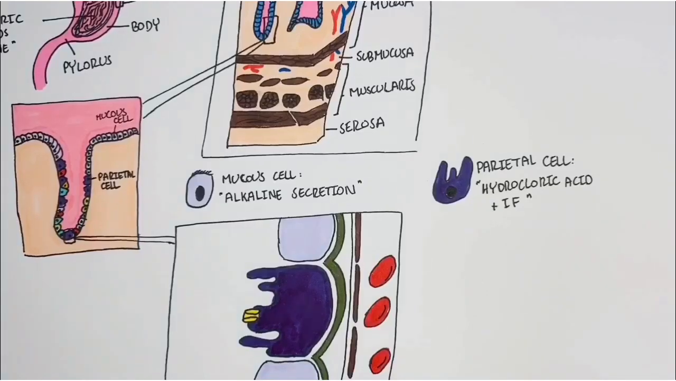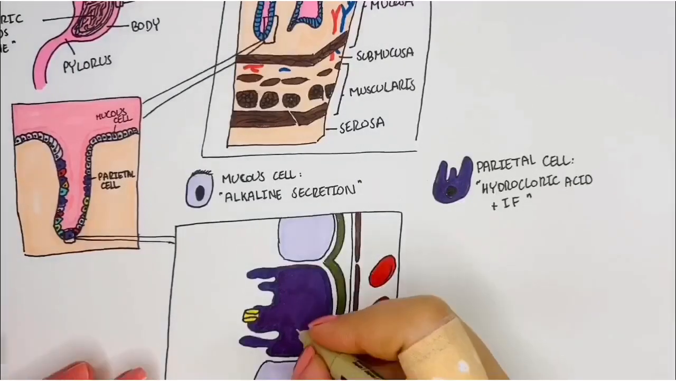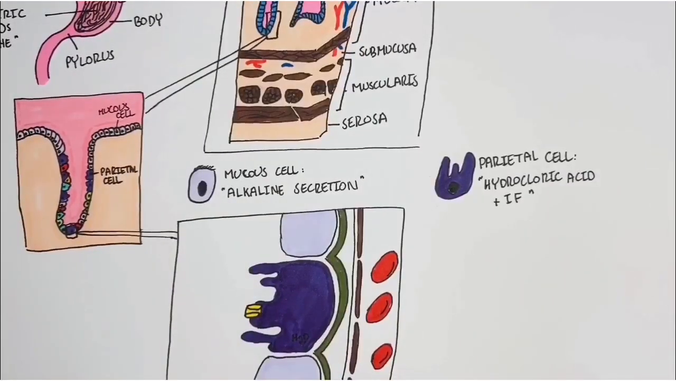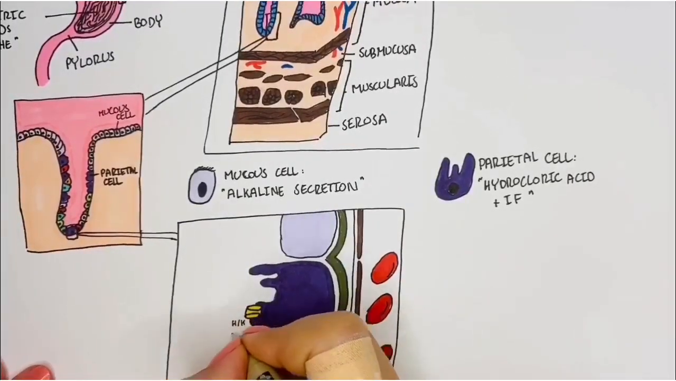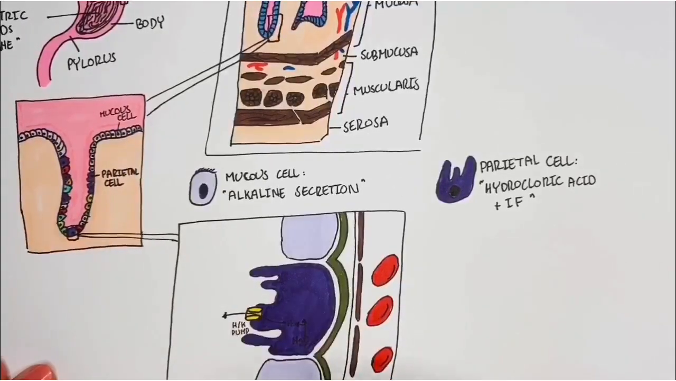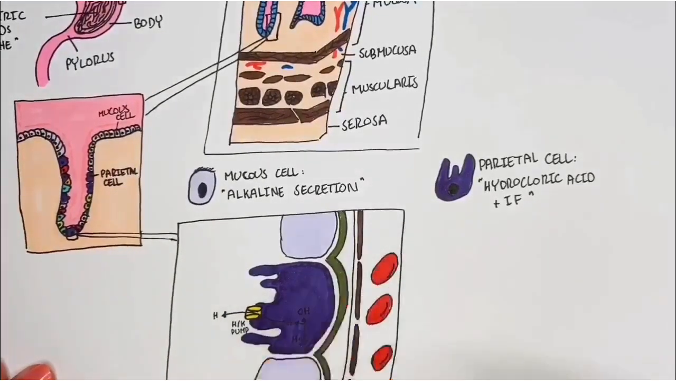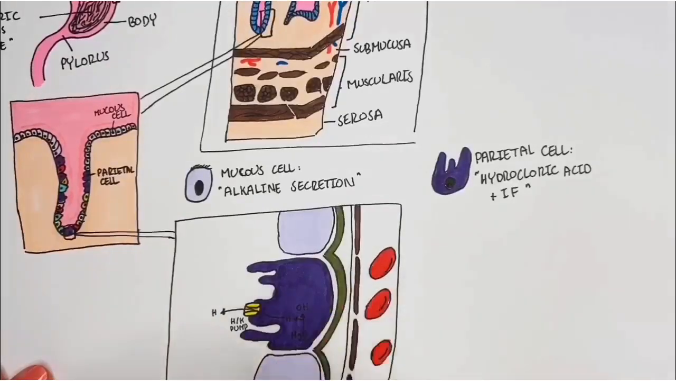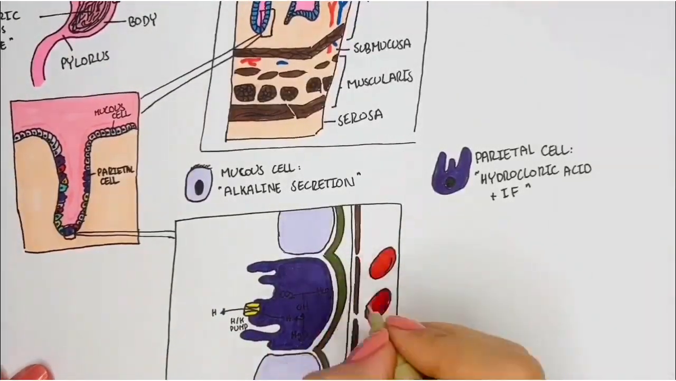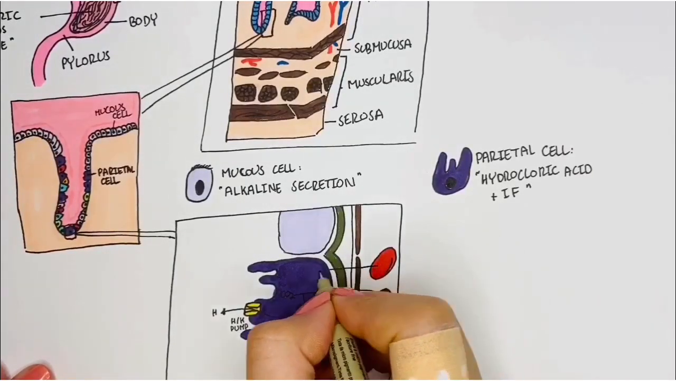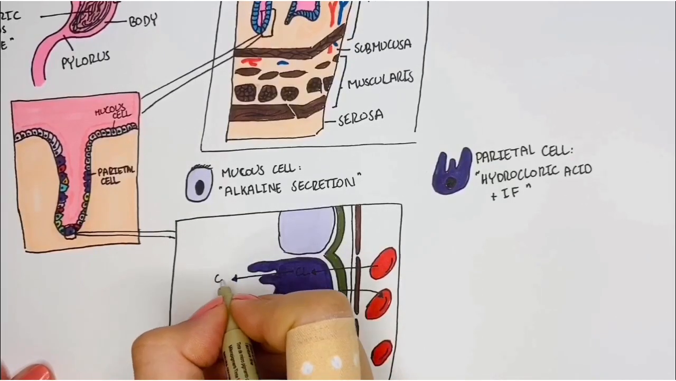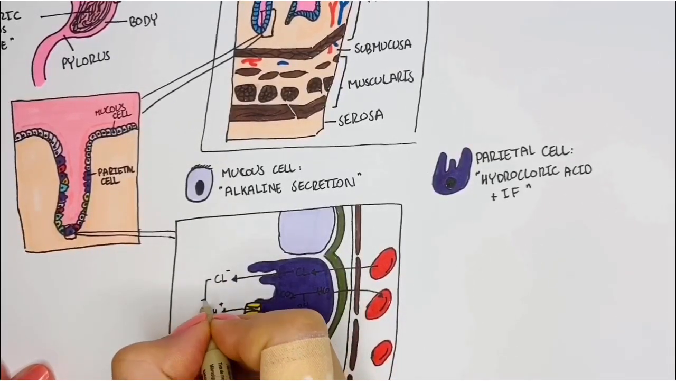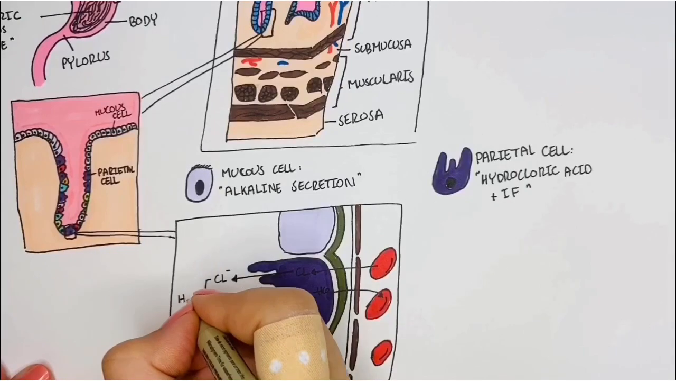And the way that parietal cells secrete hydrochloric acid is that the water within the parietal cells is broken down into hydrogen and hydroxide ions. Hydrogen ions are pumped through the hydrogen-potassium pump into the stomach's lumen, while hydroxide ions bind with carbon dioxide within the cells to form bicarbonate. Bicarbonate is then transported into the bloodstream. From the bloodstream, chloride ions diffuse through the parietal cells into the stomach's lumen, and within the stomach's lumen, hydrogen and chloride ions combine to form hydrochloric acid.